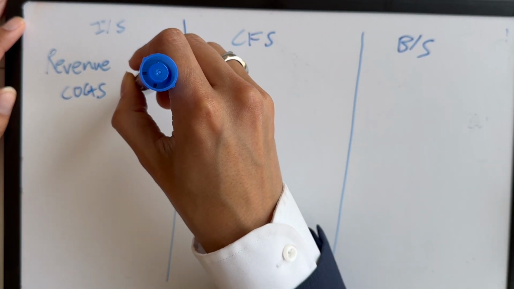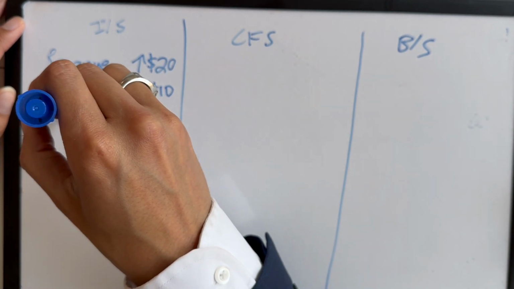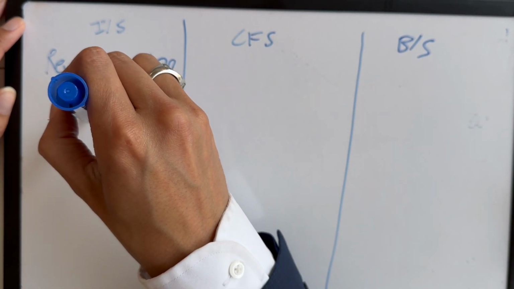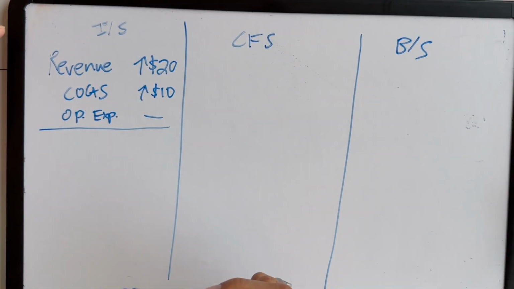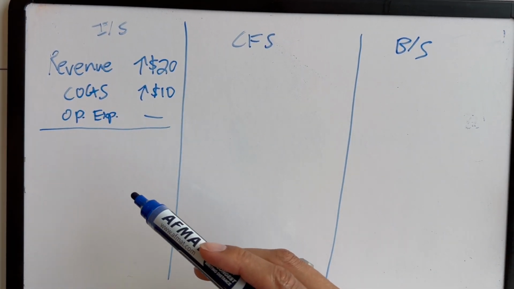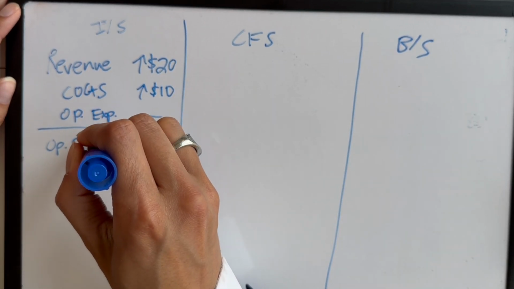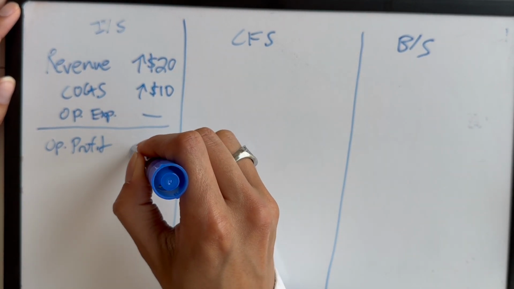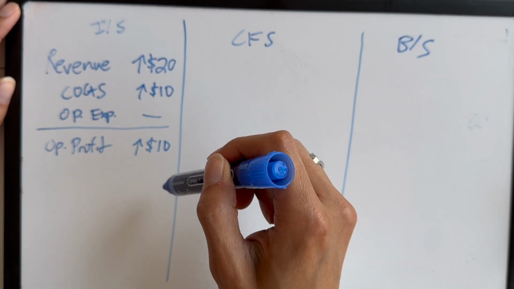Now let's also say that it costs us $10 to make it. So cost of goods sold goes up by $10. Remember, this is an expense. And then you also have your operating expenses. We're assuming no change there. So if we subtract our cost of goods sold from our revenue, our operating profit, or our EBIT, is going to go up by $10. 20 minus 10 equals 10.